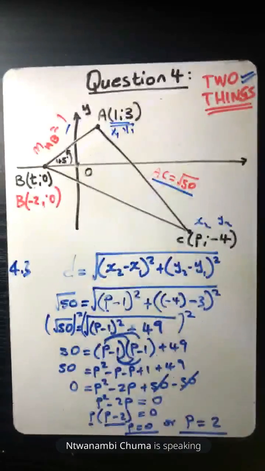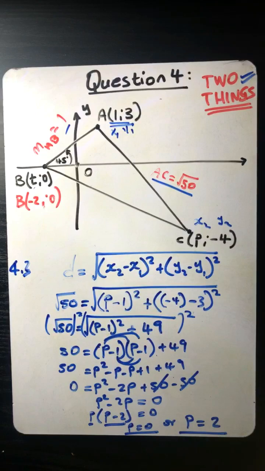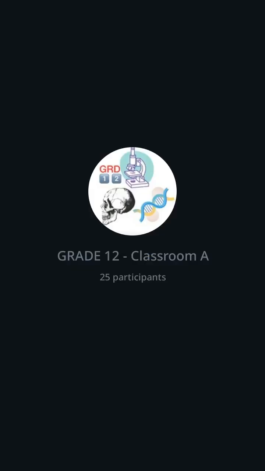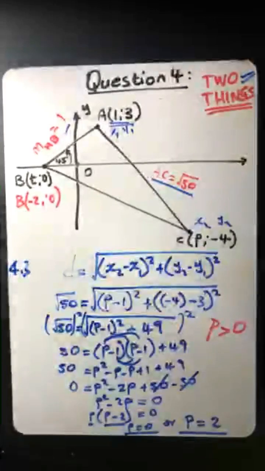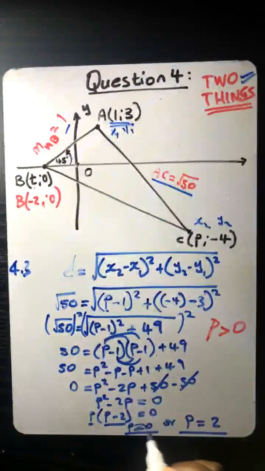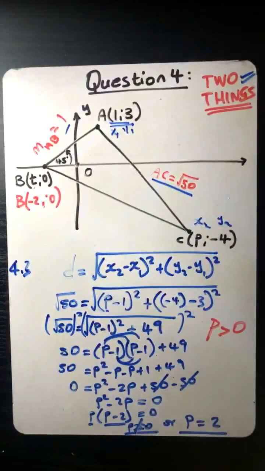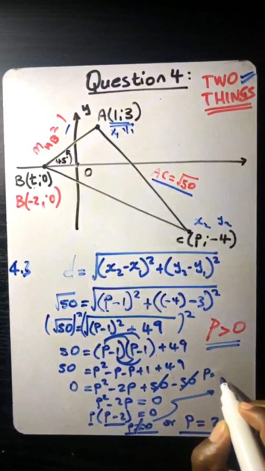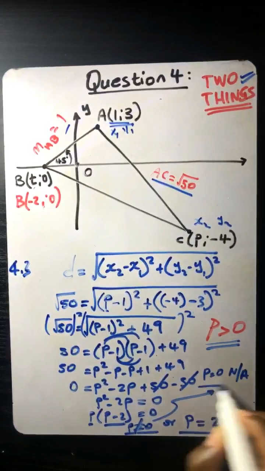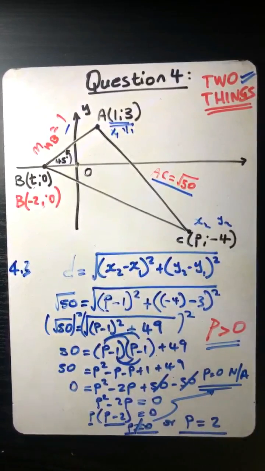Our P is equal to 2, because our X values are positive. 100%. Do you guys still remember this statement which says P is greater than 0? So in this case, we get P equal to 2. That means you cross that one out to indicate that P is not equal to 0, because they said P is greater than 0, meaning P is equal to 2. That is why you will sometimes see them say, where P is equal to zero, not applicable, because that is not the answer for that P.